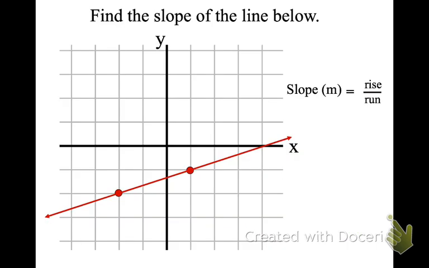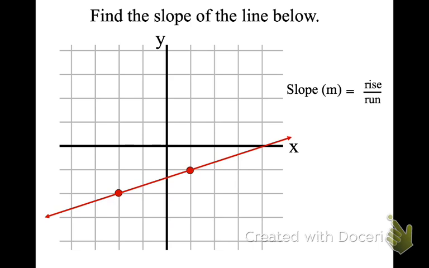All right, so given a graph, if they ask you to graph, then the easiest way to find the slope is to rise over run. So how many am I going to rise? How many am I going to rise, Cameron? 1. I'm going to rise 1.